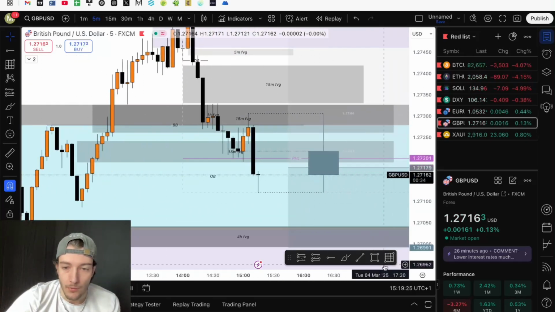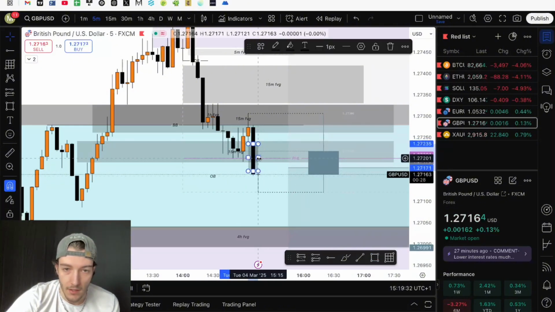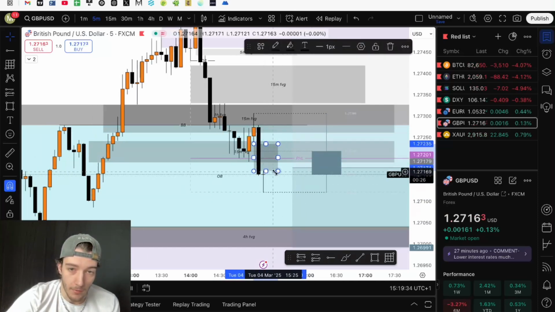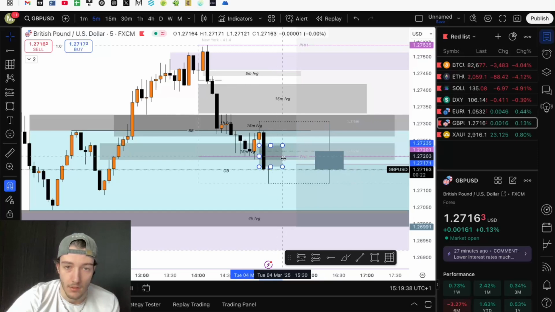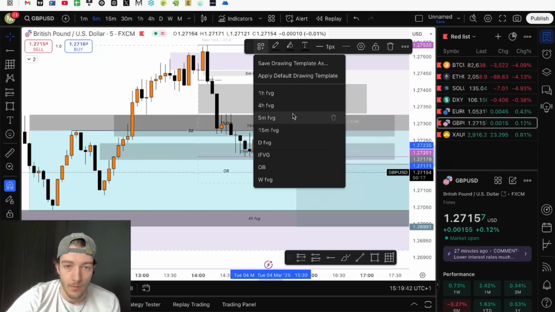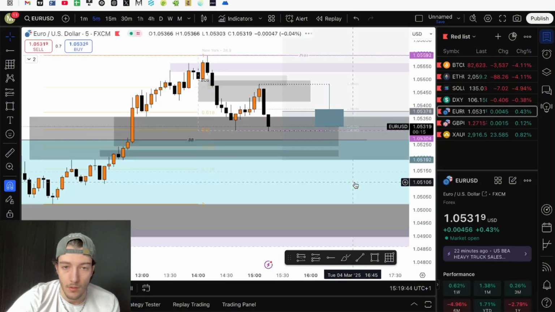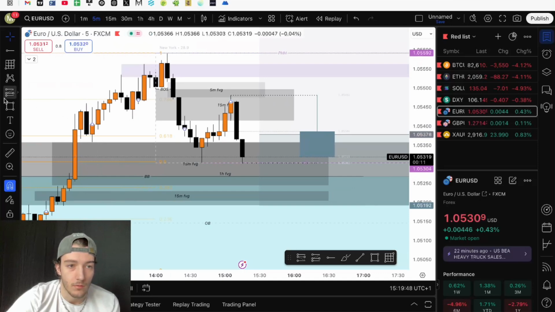We are just about to form this 5-minute bearish fair value gap here, in the next 30 seconds. Just by itself, if you disrespect it, it would be a very good indication that I can take the long here. 5-minute fair value gap here. Same 5-minute fair value gap on euro.